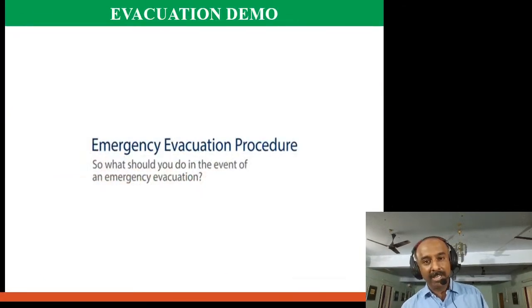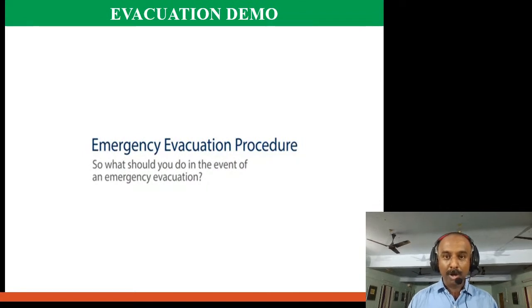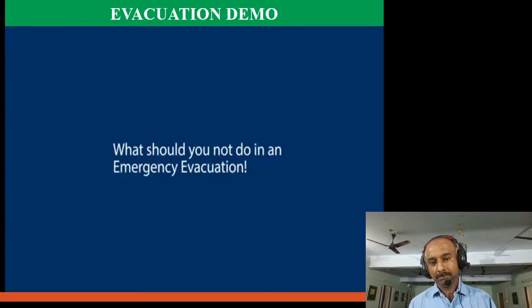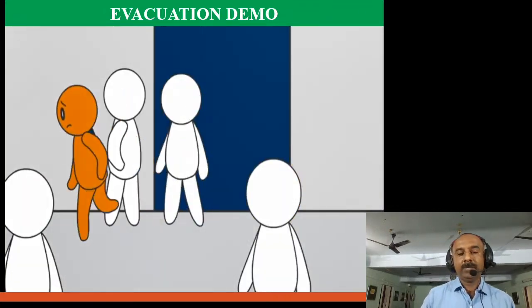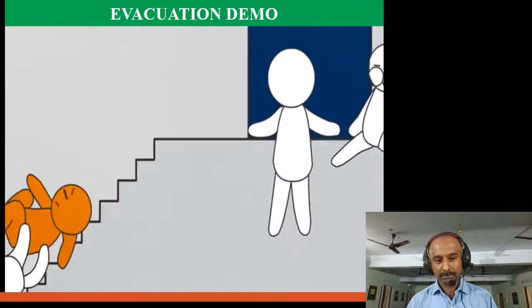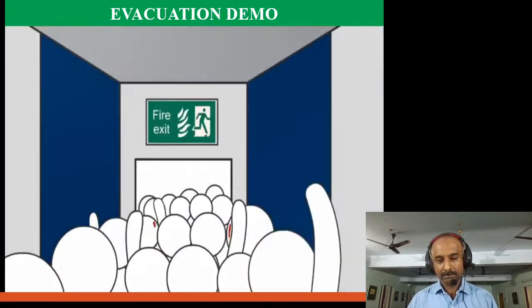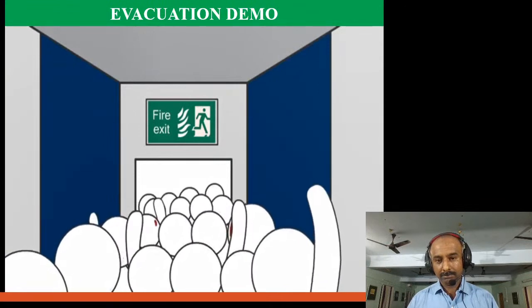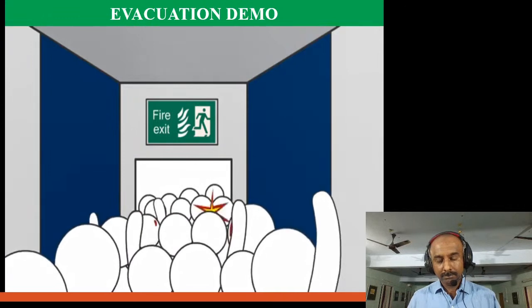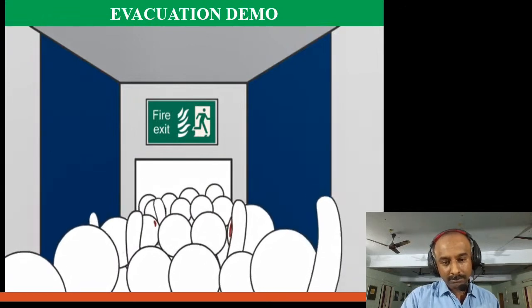So this is one of the evacuation demos. This demo shows what you have to do and what you should not do while evacuating. To carry out roll call and account for all employees quickly. What should you not do in an emergency evacuation? Panicking during an emergency evacuation can lead to further danger and cause potential injury to yourself and those around you. Do not crowd exit routes. This can slow down the evacuation procedure and cause potential injury to yourself and those around you.